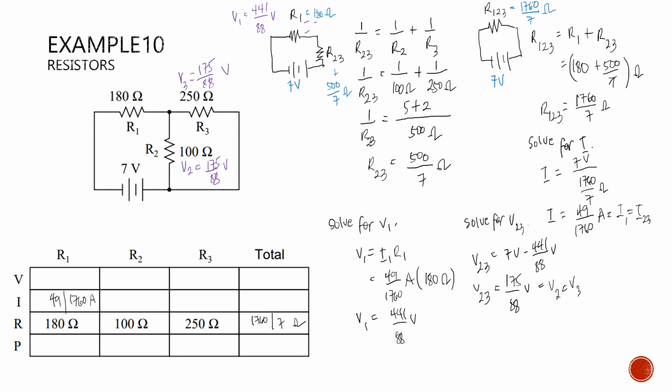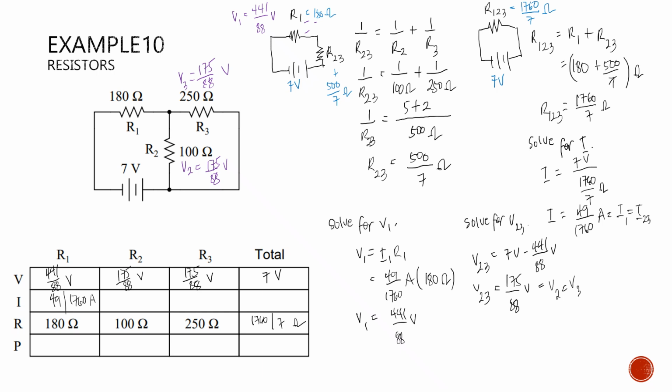So we can write the values here. V1 is 441 over 88 volts. R2 is 175 over 88 volts. Also for R3. Okay. And the total is 7 volts.